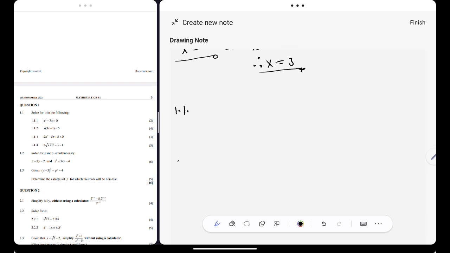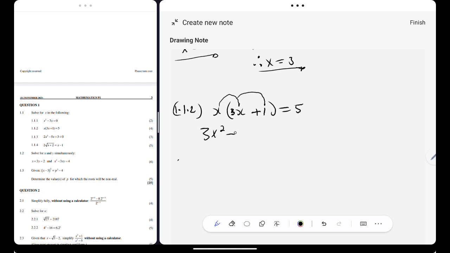Okay, 1.2, I have x times (3x plus 1) is equal to 5. For me to solve x, I need to remove brackets. In this case, I do have brackets. For me to remove the brackets, I must multiply everything inside here by x. That means I'll have 3x squared plus x is equal to 5. Now I don't have brackets.